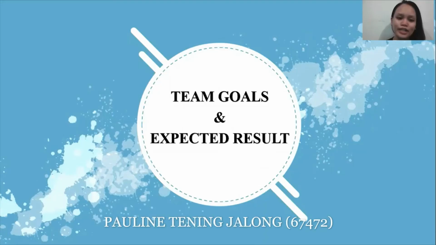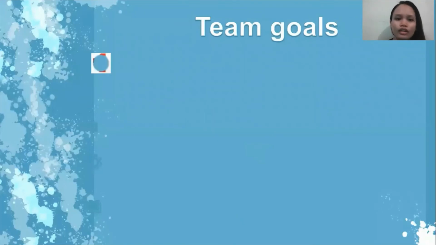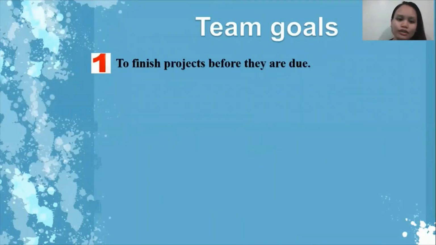Hi, my name is Pauline Tenija, with metric number 67472. In this video, I will present the team goals and the expected result of our project. The first team goal is to finish the project before it is due. Our team hopes that our project can be finished based on the time given.